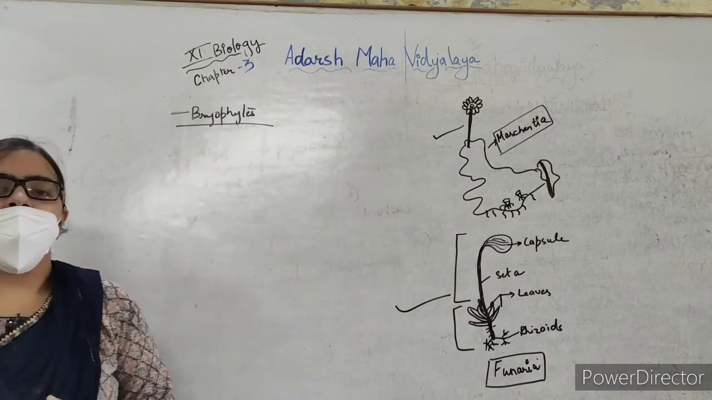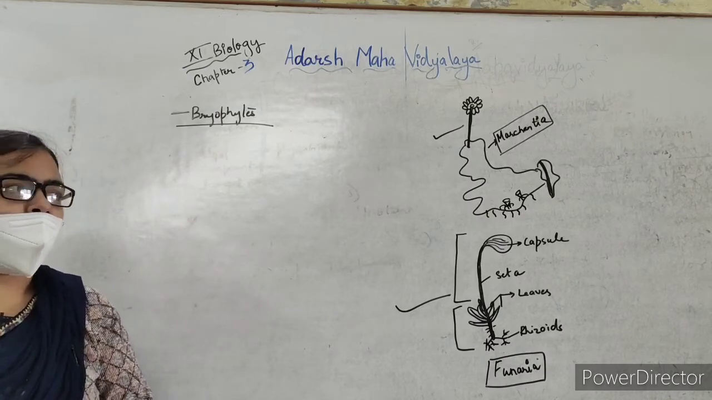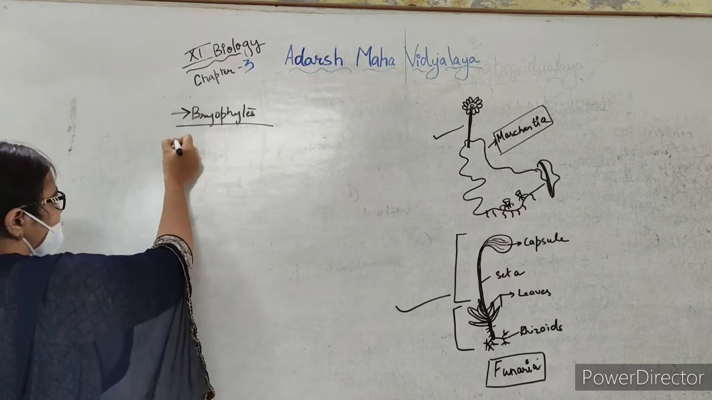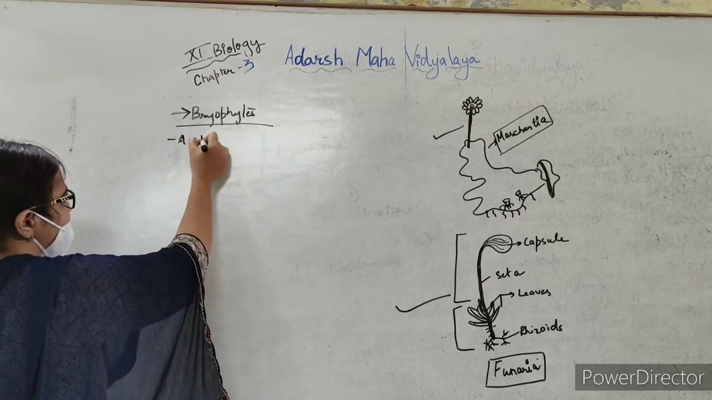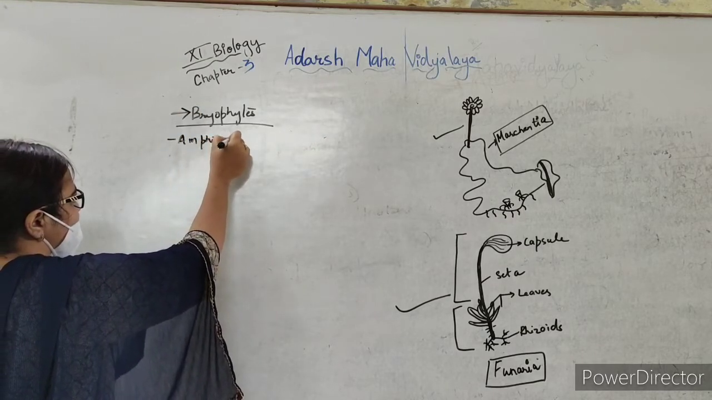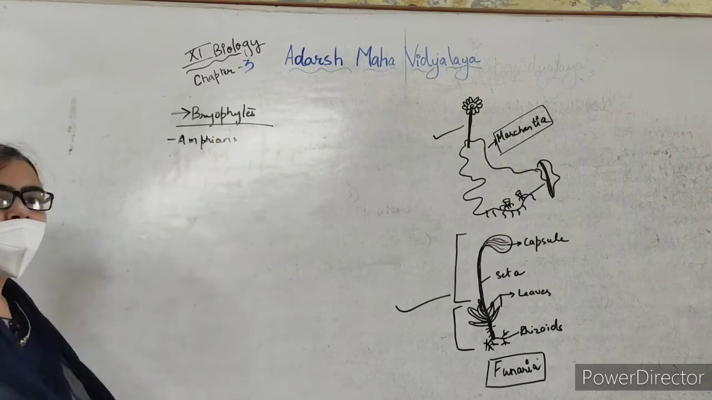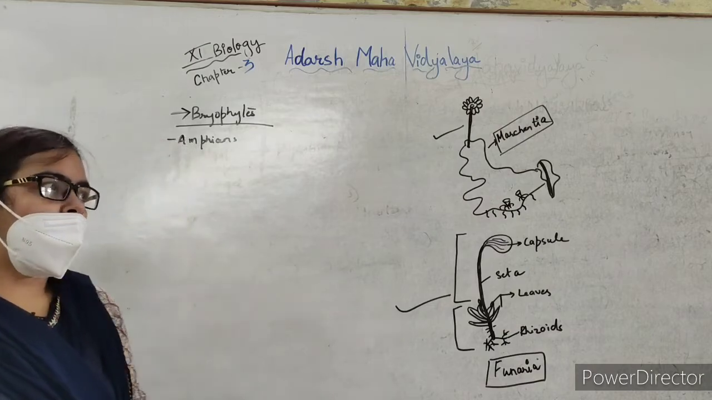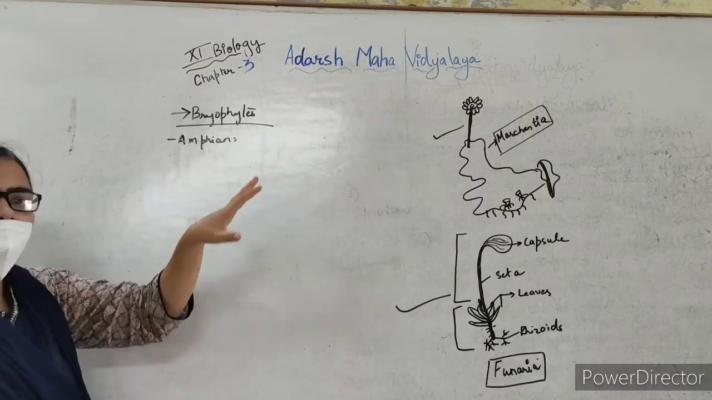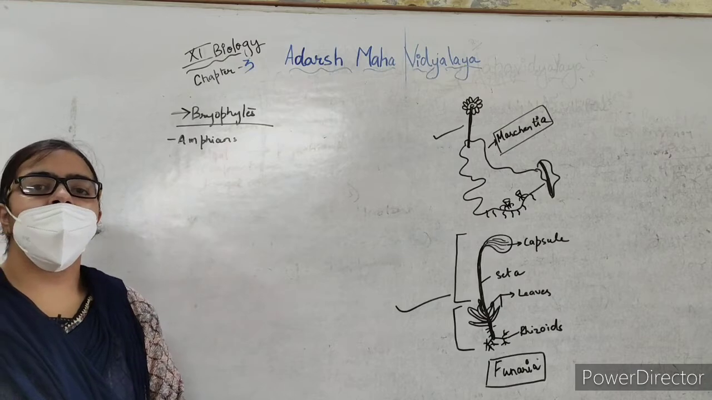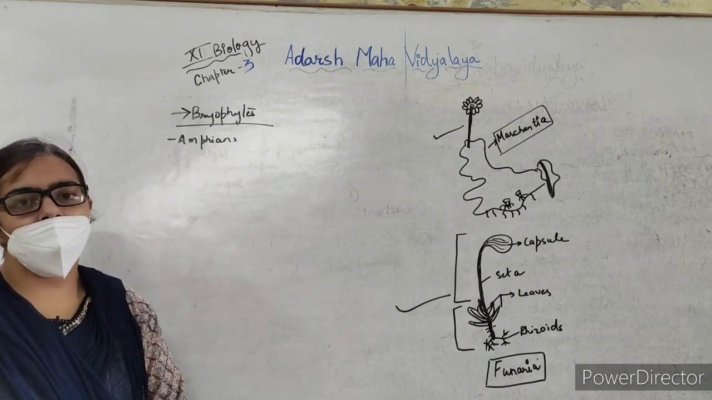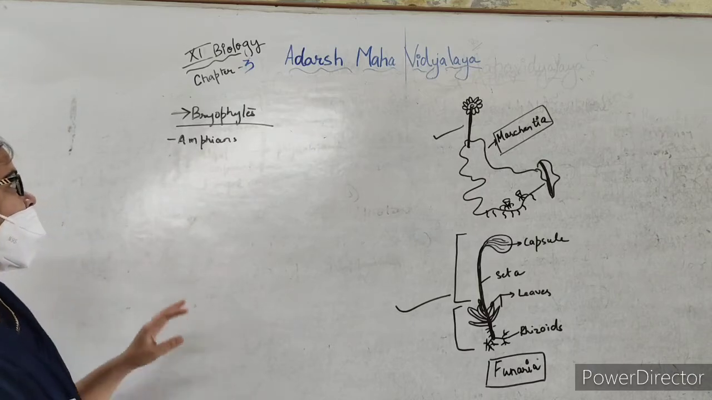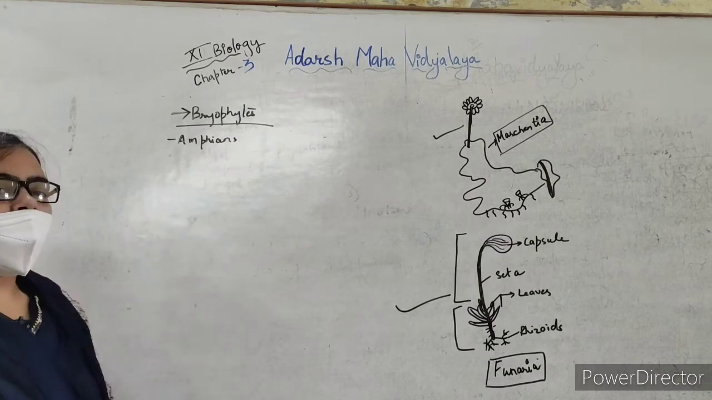When we talk about the general characteristics of bryophytes, they are called the amphibians of the plant kingdom. They are called amphibians because they grow on land, but to complete the sexual cycle there is a need for water. So land and water are both required in their life cycle, so they are called amphibians of the plant kingdom.